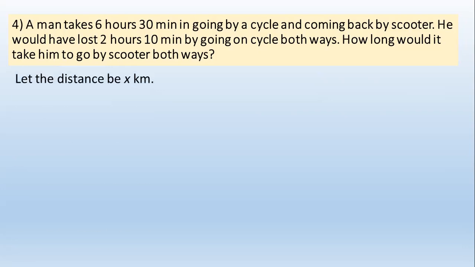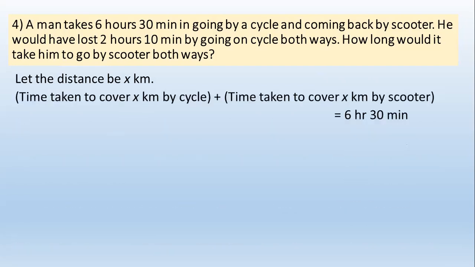Here, let's assume the distance is x kilometer. So by the first statement, we can write time taken to cover x kilometer by cycle plus time taken to cover x kilometer by scooter equal to 6 hours and 30 minutes. But here it is given, if he goes and comes back both by the cycle, extra time is required, which is given as 2 hours and 10 minutes.